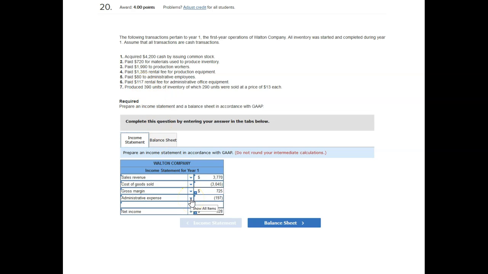Go straight to the income statement. That is not a production cost, and so it's $197. Okay. So that's the only number we've taken so far to the income statement. Even though you see all these others here, this is the only one we've identified so far.